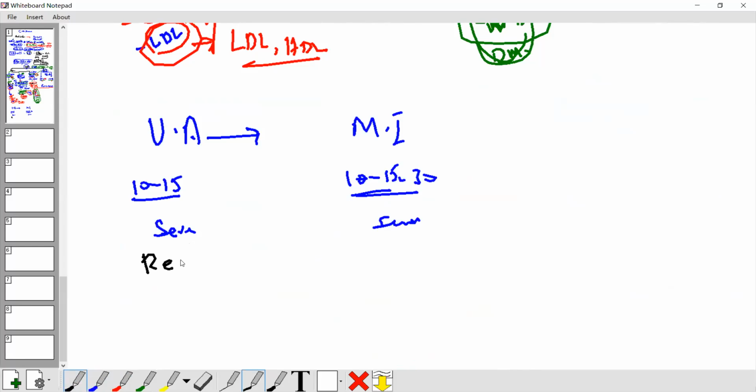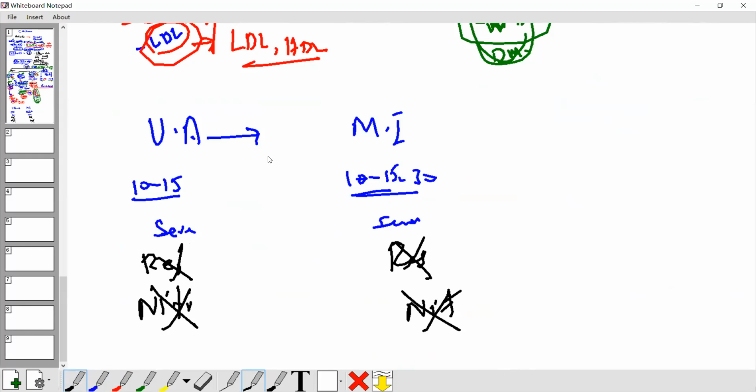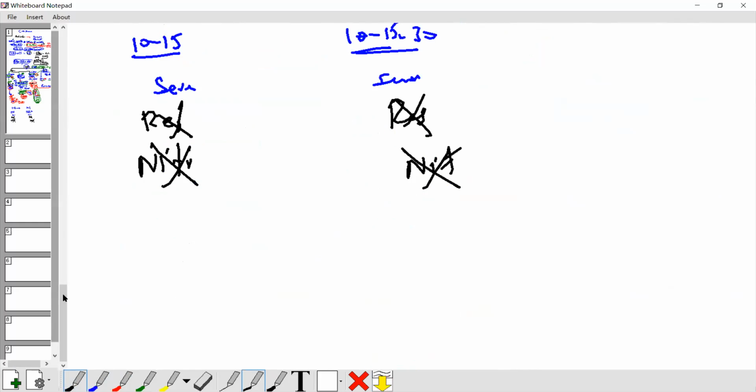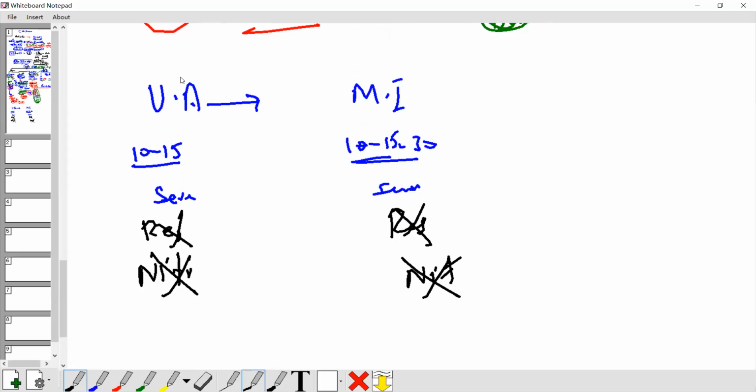Can the pain be relieved by rest? No. Can the pain be relieved by nitroglycerin? No. By clinical features, the patient is just similar to MI, understand? But the therapy is totally different.